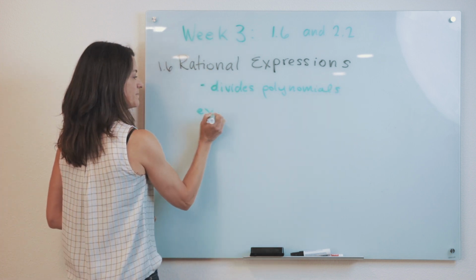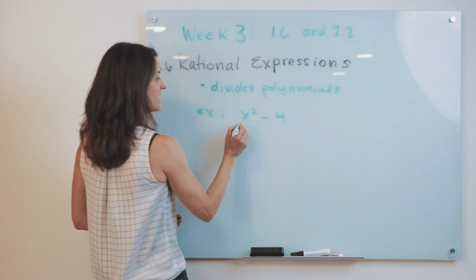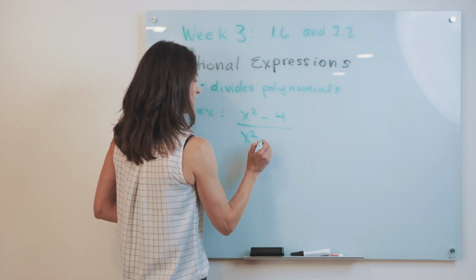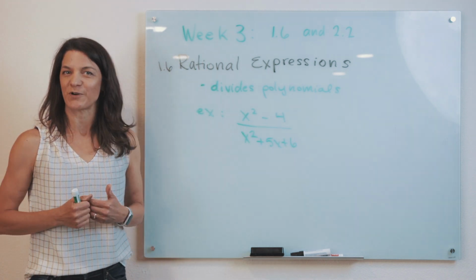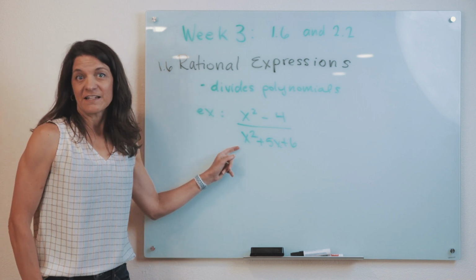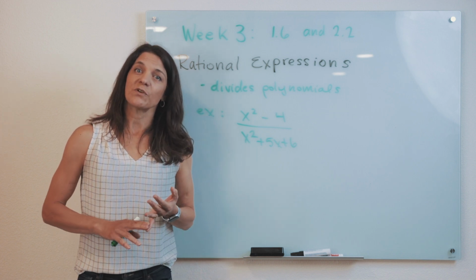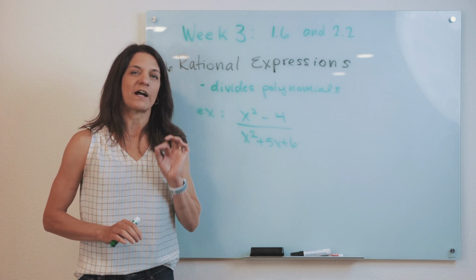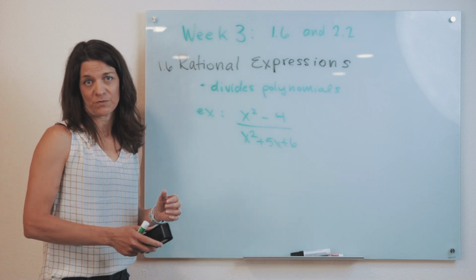Here's an example. We've got x squared minus 4 in the numerator divided by, in the denominator, x squared plus 5x plus 6. This is an example of a rational expression where we have a polynomial in the numerator and the denominator. Now, rational expressions work a lot like fractions, and we're going to do operations with rational expressions, and we're going to simplify rational expressions. Let's visit fractions and remind ourselves of some of the basics about how fractions work.